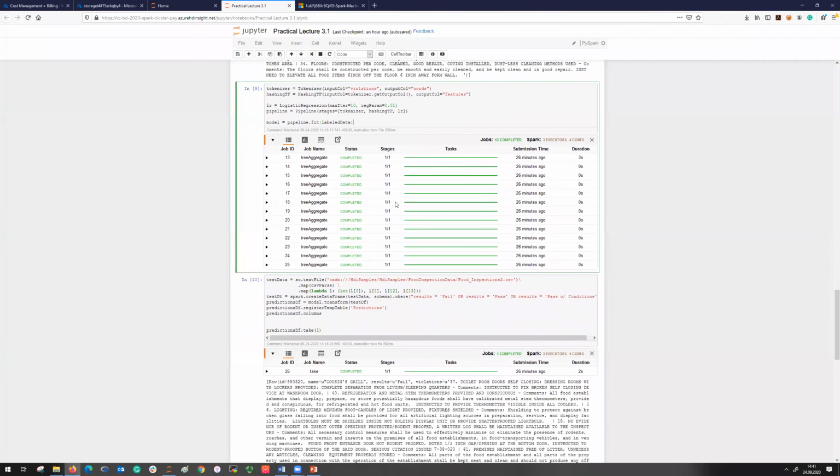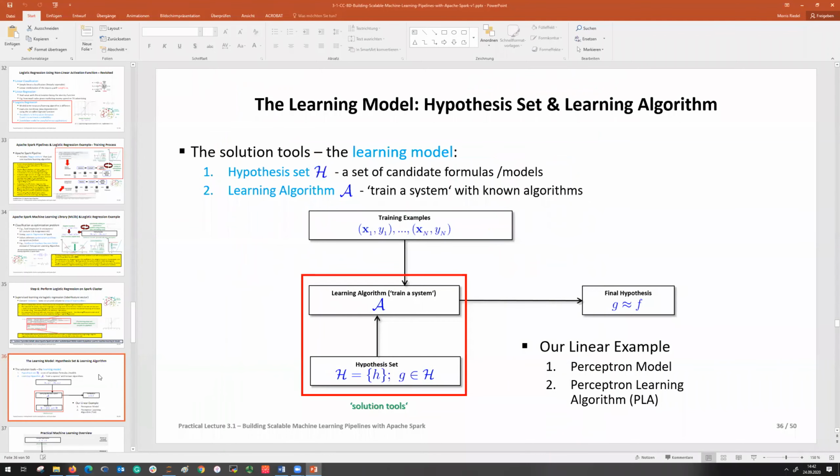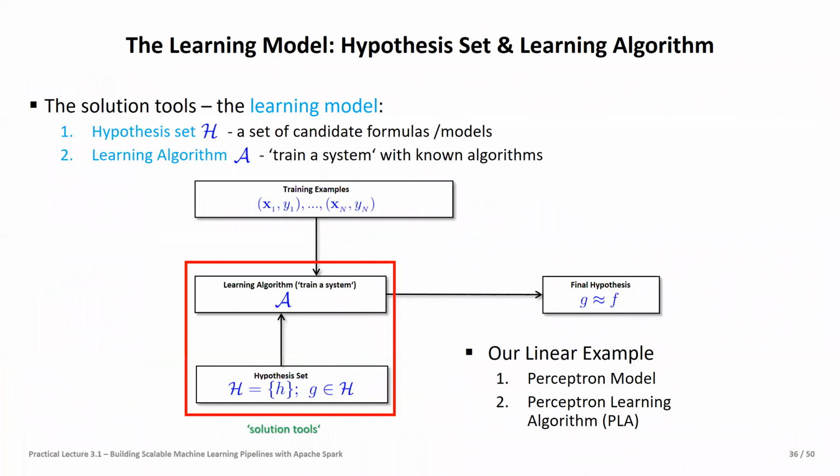Now, having said this, we have trained this model and we want to do something with it. So let's go a little bit back to the slides and formalize what we found here. We said we had a hypothesis, and the solution tools we have only come together with a learning algorithm. So you will find artificial neural networks, they have back propagation. You have support vector machines, they have quadratic programming. You have logistic regression, it has SGD or any other optimization algorithm that fits.